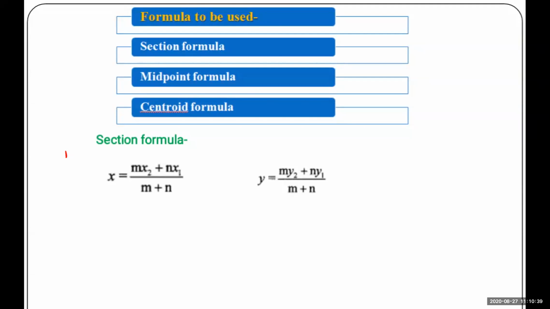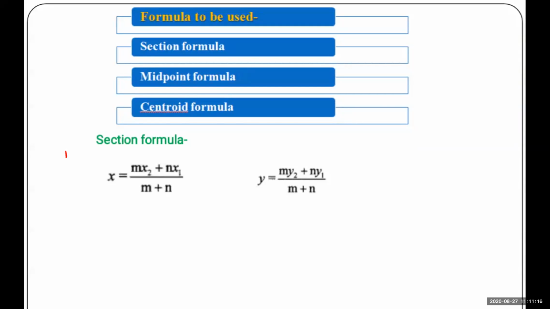So here addition takes place. And if external division is there, then minus will be there. Same formula, but instead of plus, it will be minus. Suppose external division is there, then x is equal to mx2 minus nx1 upon m minus n, and y is equal to my2 minus ny1 upon m minus n. That is the external division. But we have only internal division. Is it clear?